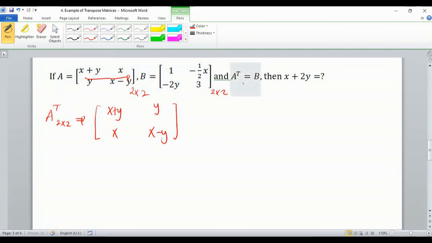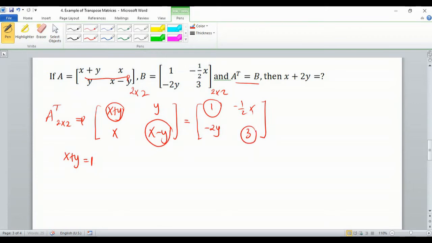So they told us that A transpose is equal to B, which is 1, minus half, x minus 2y, 3. Okay, so from here we have that for A11, it's equal to B11: x plus y is also equal to 1. And then x minus y is equal to 3.